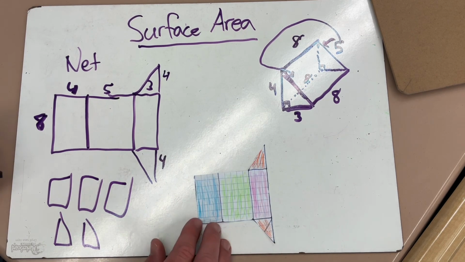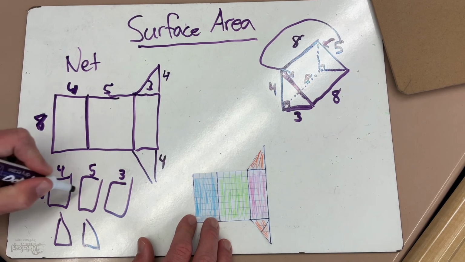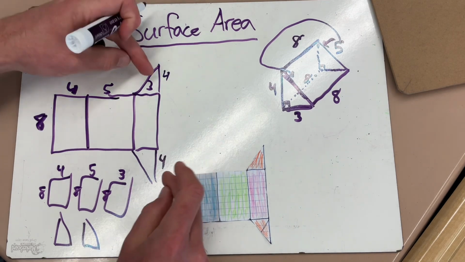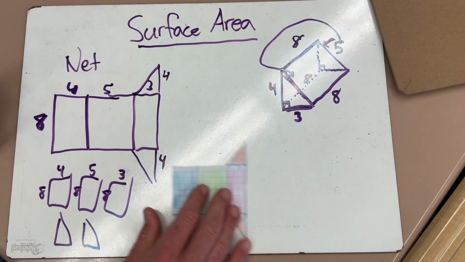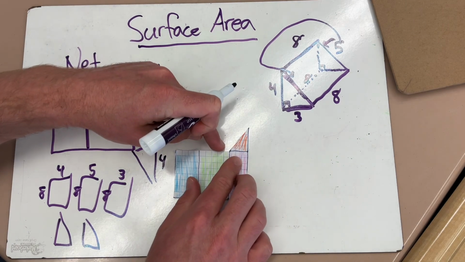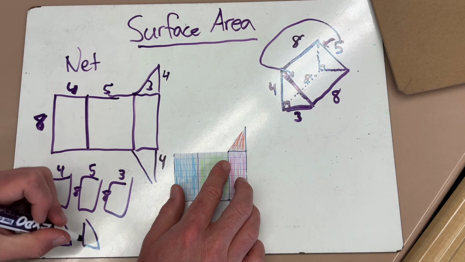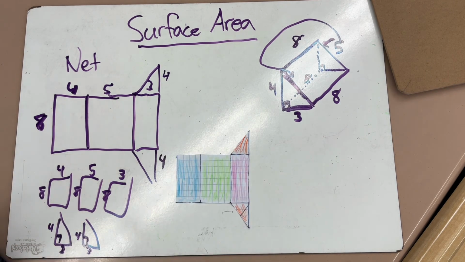All right. And so here again, I'll have 4, 5, and 3, and then 8, 8, and 8 for those rectangles. And if I wasn't sure how the triangles fit onto my net, what I could do is just have the triangles off to the side, look at it, and see that I have a 3 by 4 right triangle. So 3, 4, 3, 4. Now I can find all the areas of these things and I can add them up.